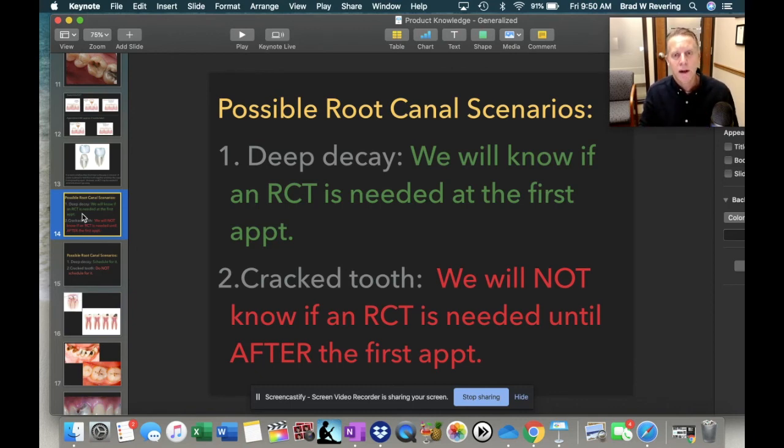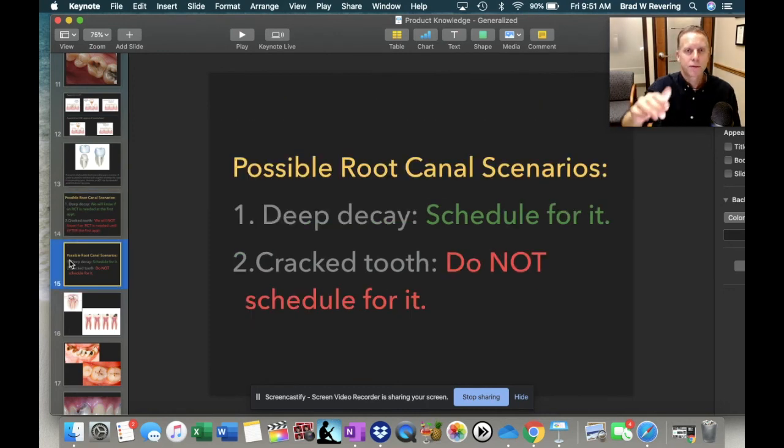If, however, the tooth is cracked, we won't know if a root canal is needed until after the first appointment, until after they're wearing this temporary crown. So how do we schedule for that? Real simple. On a deep decay possible root canal situation, we would schedule to do the root canal. We'd be prepared for the root canal, both in having the room set up and having the appointment and the finances and all that squared away. We go in fully expecting the worst case scenario, and then we just proceed as needed.